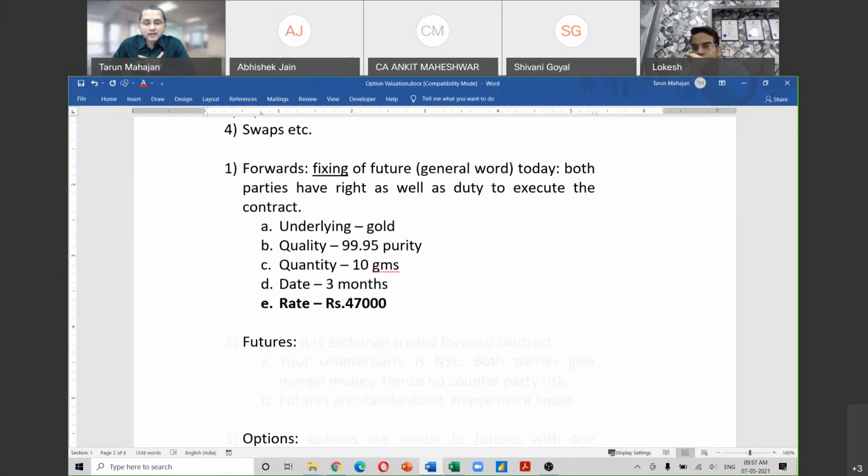I'll go to MCX, I'll go to NCDEX, I'll go to Chicago Board of Trade America and search over there: is there any party I'm ready to buy from after 3 months? Is there any party who is ready to sell? And at MCX, I found a counterparty and we dealt with each other. Now, this is no more a forward contract, it's a future contract. What is a future contract? It is an exchange traded forward contract.